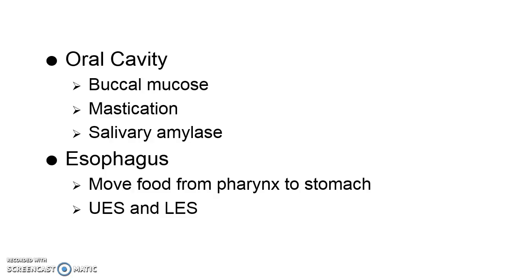Again, the LES is really important when we talk about GERD, because if that muscle sphincter becomes lazy, it allows particles and food to reflux back into the esophagus. So both of those two sphincters are very important when we talk about digestion and absorption through the GI tract.